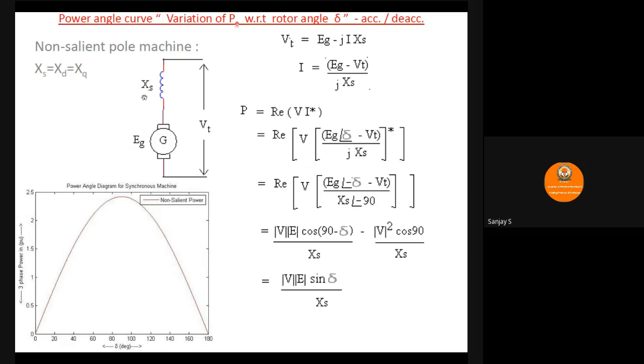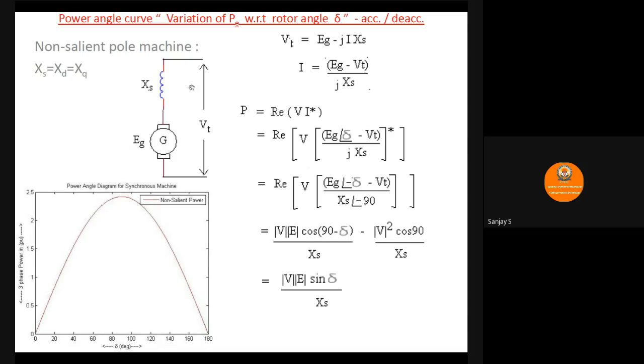Now there are some variables XD and XQ. XD represents direct axis reactance. XQ represents quadrature axis reactance. XS is nothing but synchronous reactance. When we move on to salient pole, we'll understand what is XD, XQ. As of now, in this particular case, XS, XD, XQ are equal. I'll explain later on what is XD and XQ.